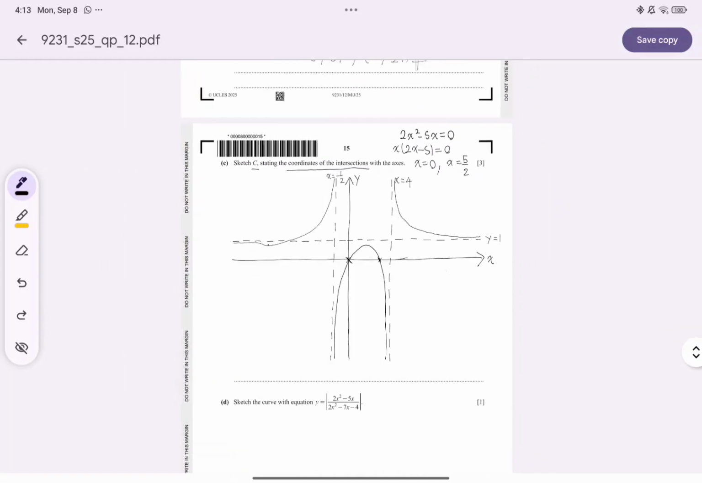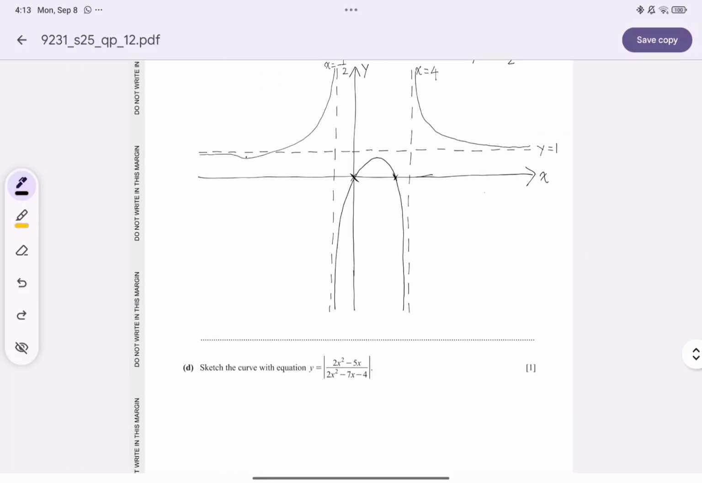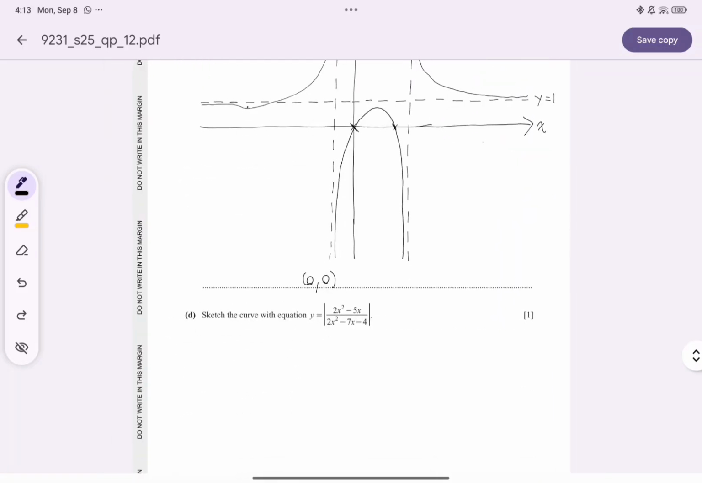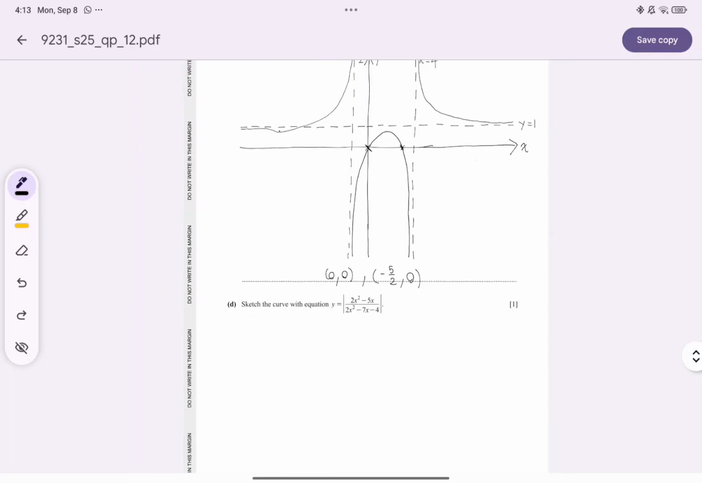Okay, so this is our final answer for this part. Oh, I did not write down the coordinates of the intersection. So that's just 0, 0 and 5 over 2, 0.